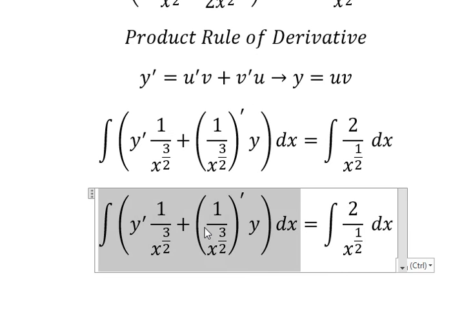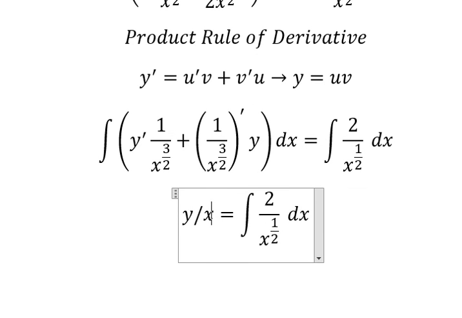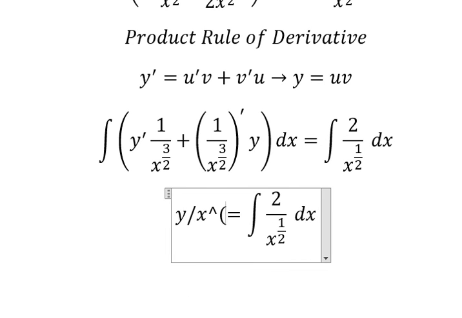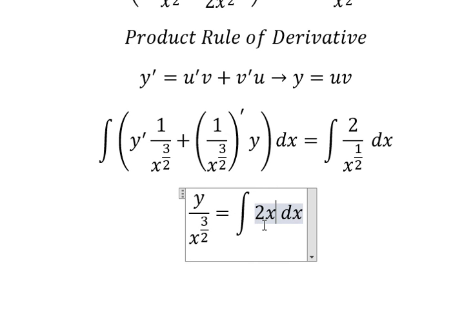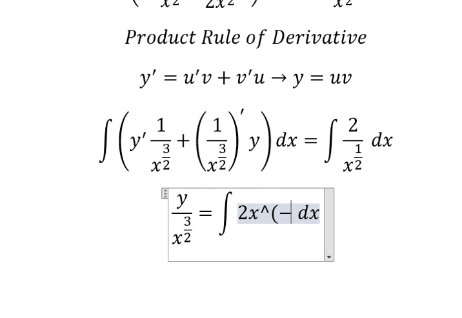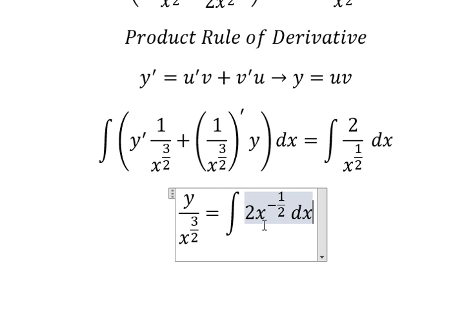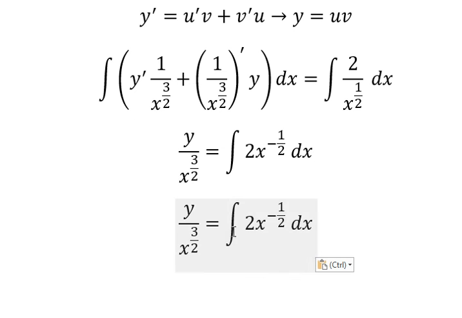That means this one we have y over s to the power of 3 over 2. This one we have s to the power of negative 1 over 2. And now we have the final answer.